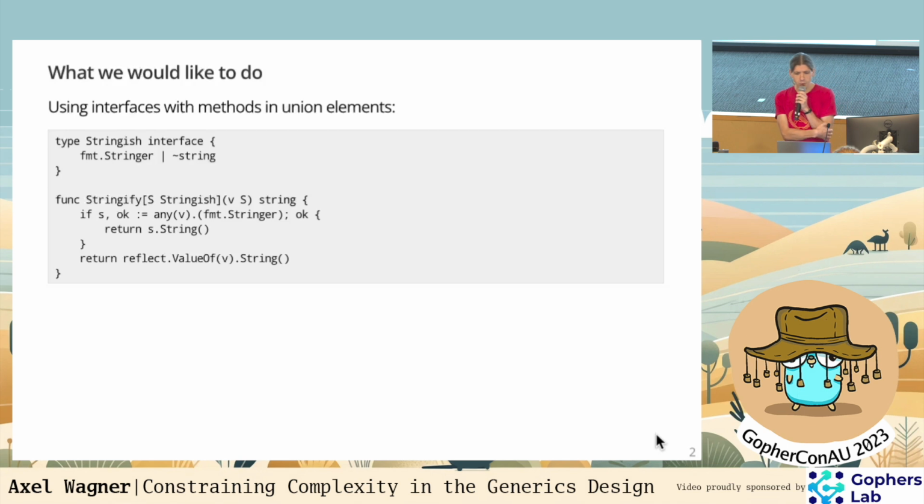But another thing that would be nice to use this for is to actually use fallback methods instead of operators. So in this example, we have a function stringify that can take anything that either implements fmt.Stringer or has underlying type string. And this function will then just do a type assertion, is this a fmt.Stringer, and if so, it will stringify using the String method, and otherwise it will use reflect to unpack the string, right? And so this would be a very nice thing to do.